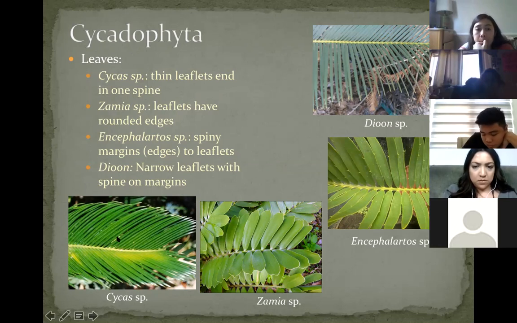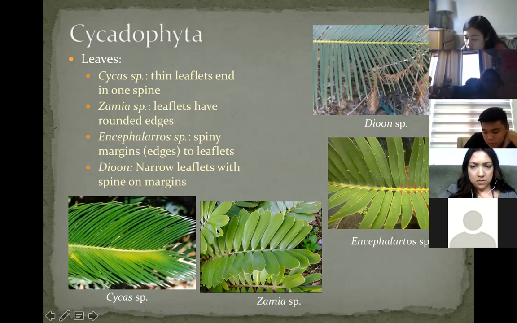Cycas will usually have really thin and narrow leaflets that end in one spine. But another thing that really sets apart Cycas from the other 3 is that they'll always have, I know it's hard to see it in this picture, but they'll always have one kind of indentation going down the very center of the leaflet, and that indentation is essentially the vein. So one vein or one central vascular bundle going down the center of the leaf. So that's specifically for Cycas.